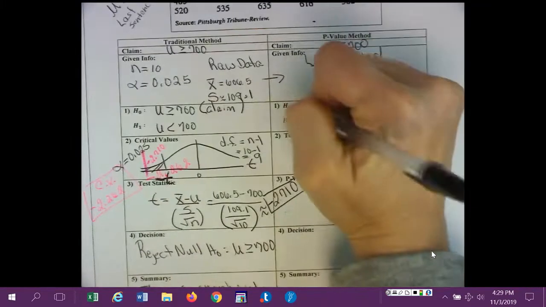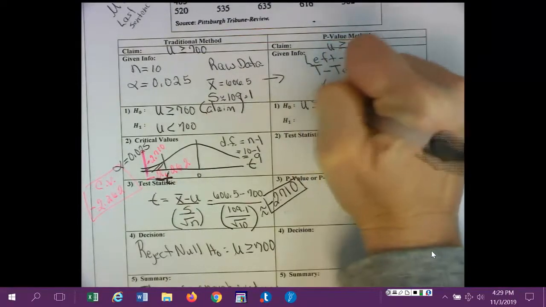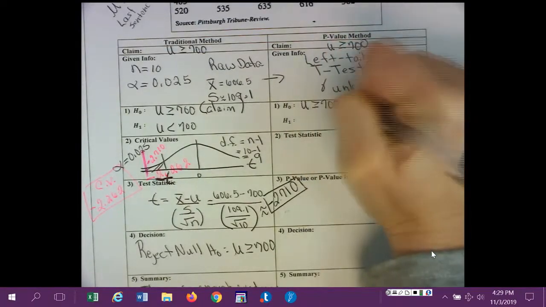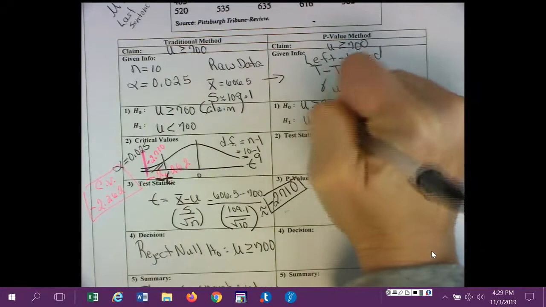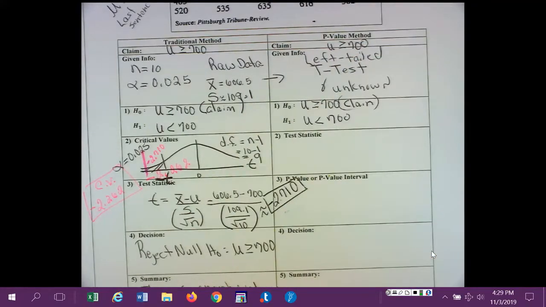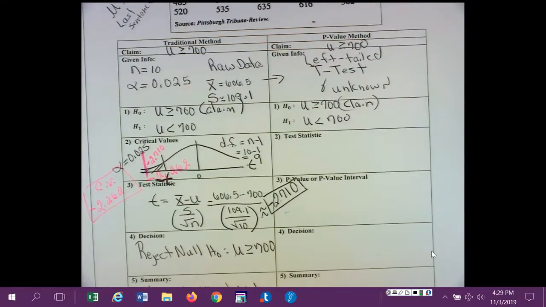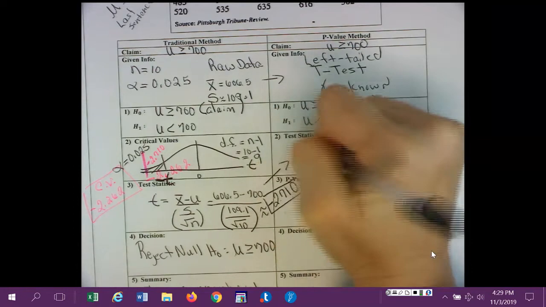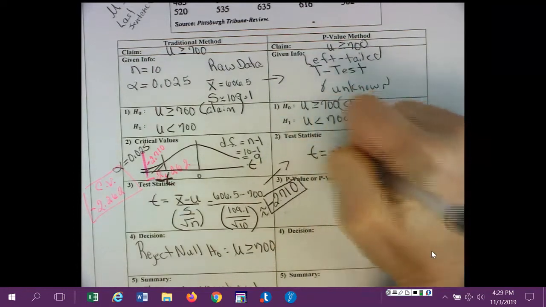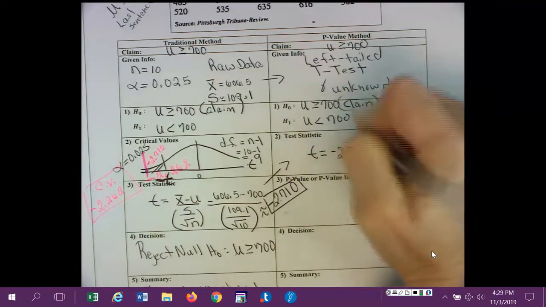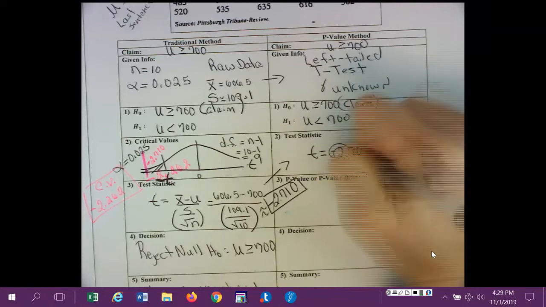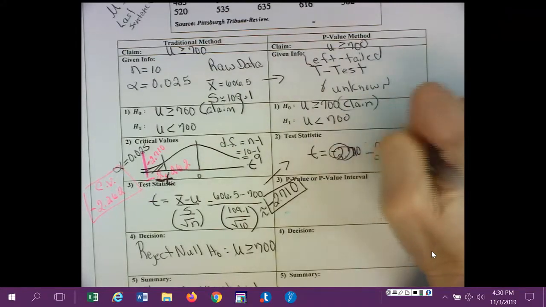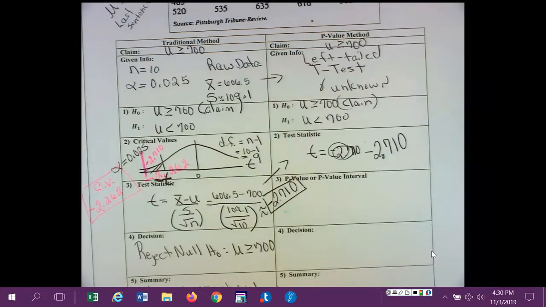Now, p-value method. We have the same setup, at least 700, which is the claim. It's the null statement, versus less than. Still a left-tailed t-test for the true mean. The test statistic is a t equals negative 2.71. Let me write that again. Negative 2.710.